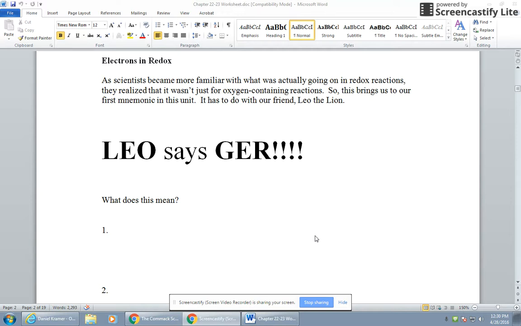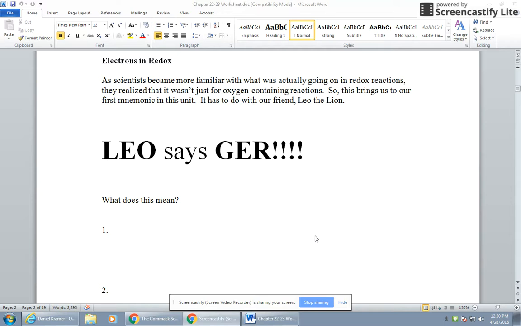But as we talked about in class, just like Arrhenius and Bronsted-Lowry theory, Arrhenius had one theory and Bronsted-Lowry kind of cast a wider net. It turns out that the definition of redox is actually a little broader than originally was thought. So let's take a look here on page 2. As scientists became more familiar with what was actually going on in redox reactions, they realized it wasn't just for oxygen-containing reactions. So this brings us to our first mnemonic for this unit.